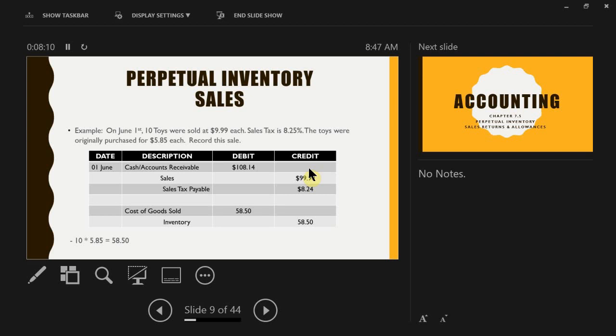For 10 toys at $58.50, is that what it cost you to sell the item? Not to purchase. To sell, to buy the item. Right. No, that's correct. How much to bring the item to the store, that's exactly what I'm trying to say: that's what it cost me to sell those items. Okay.